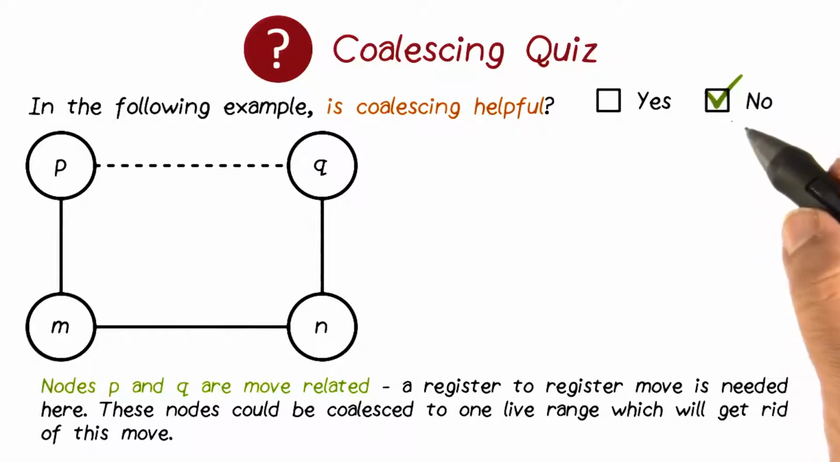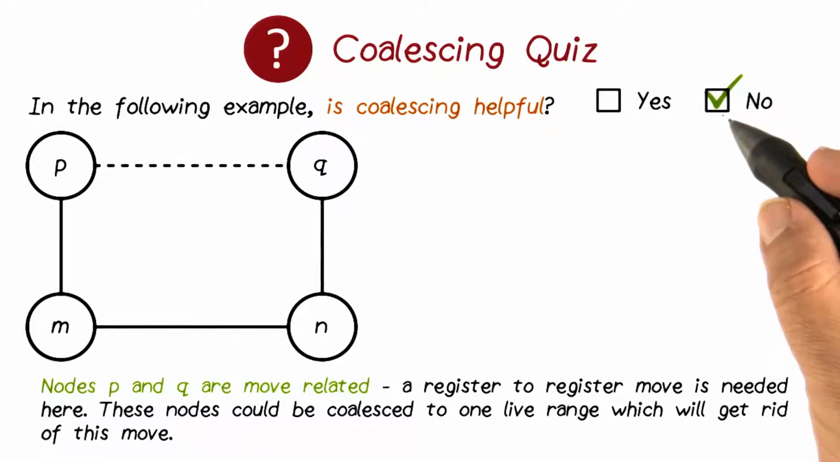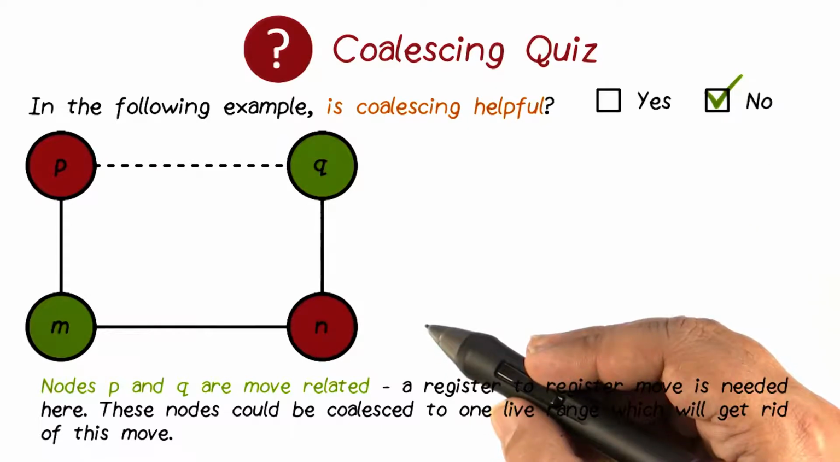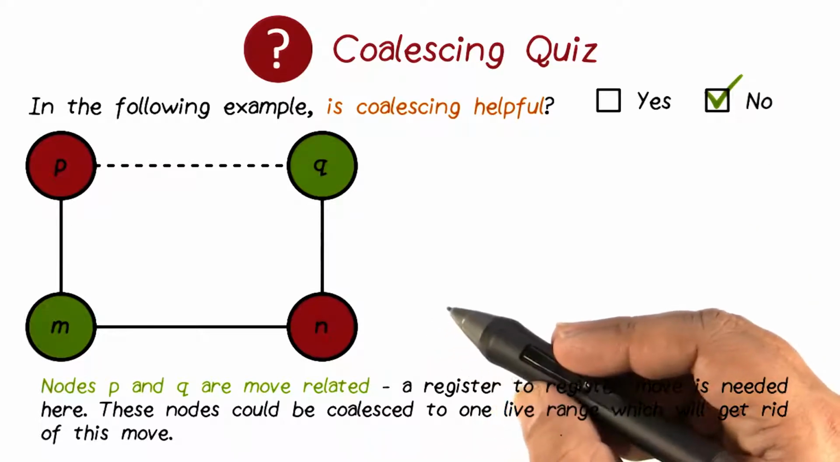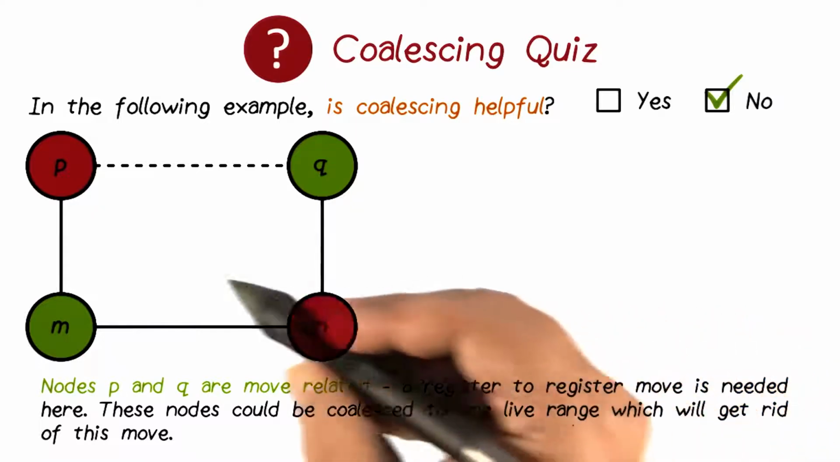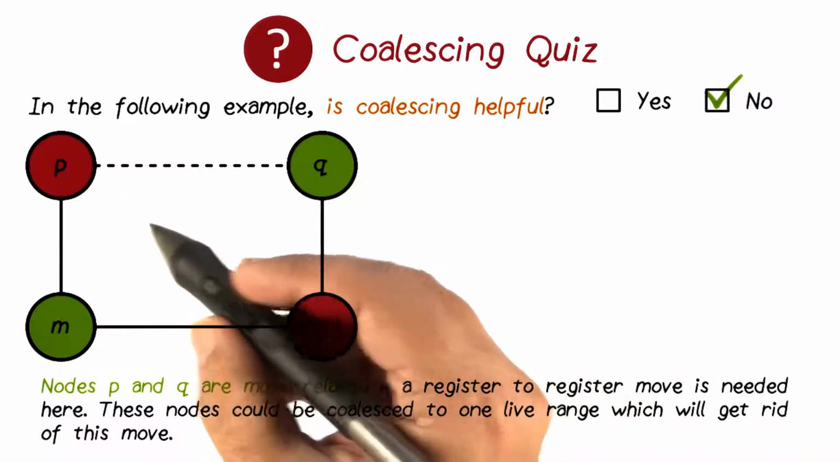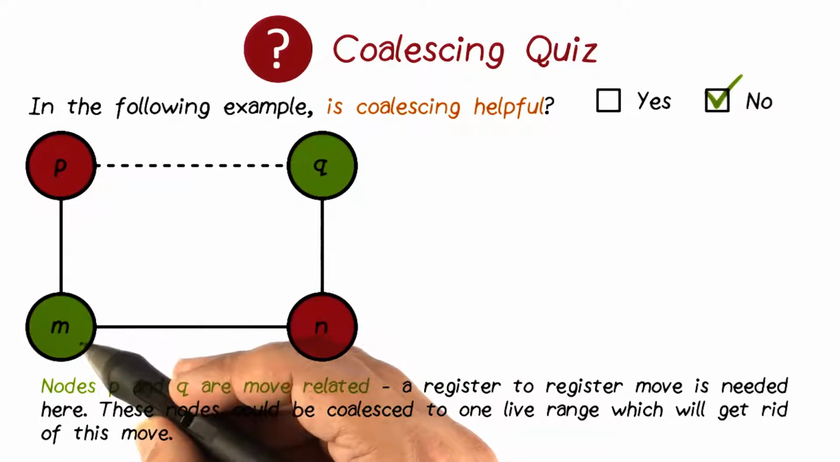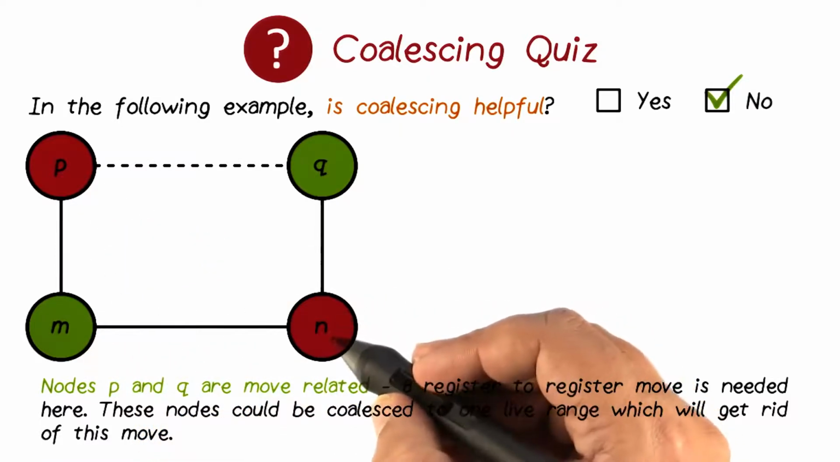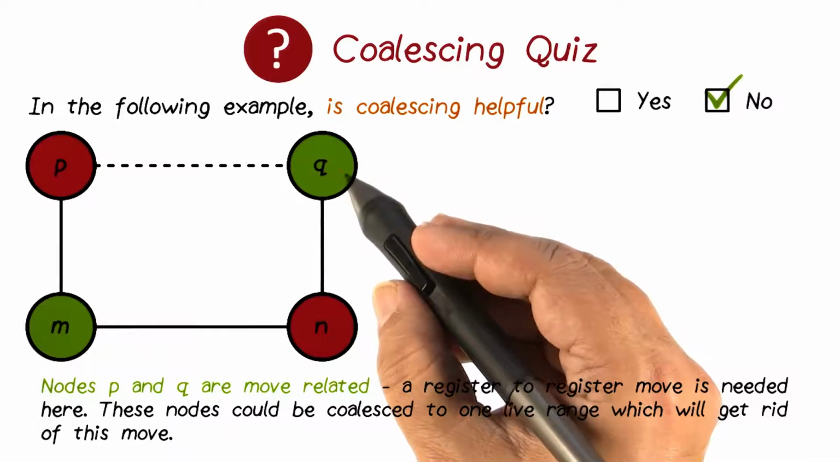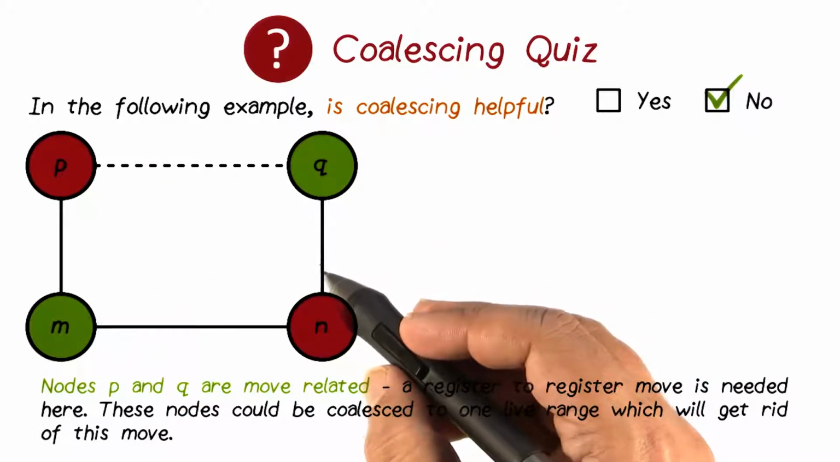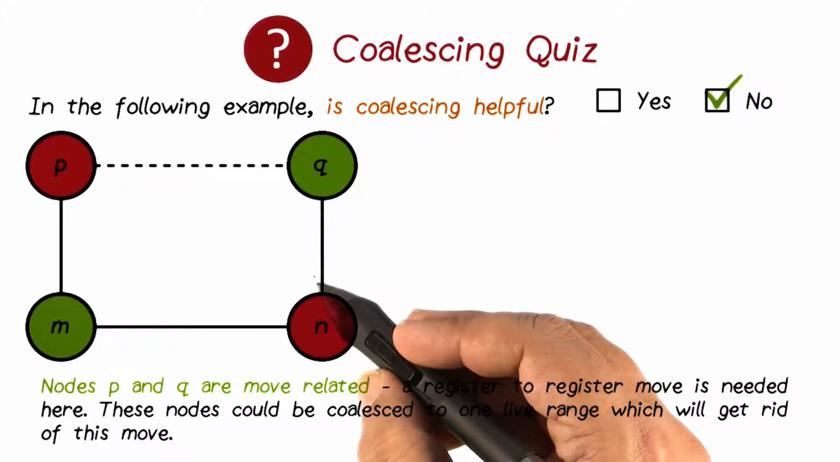And the answer here is no, coalescing is not really helpful in this particular situation. Now let us really understand why coalescing is not really helpful here. For the original graph, as you can see here, we could color it with two colors, red and green. We could give P a red, M a green, N a red again, and Q a green. And that's how this particular graph is colorable with two registers. In other words, there is no spill here for this particular graph.